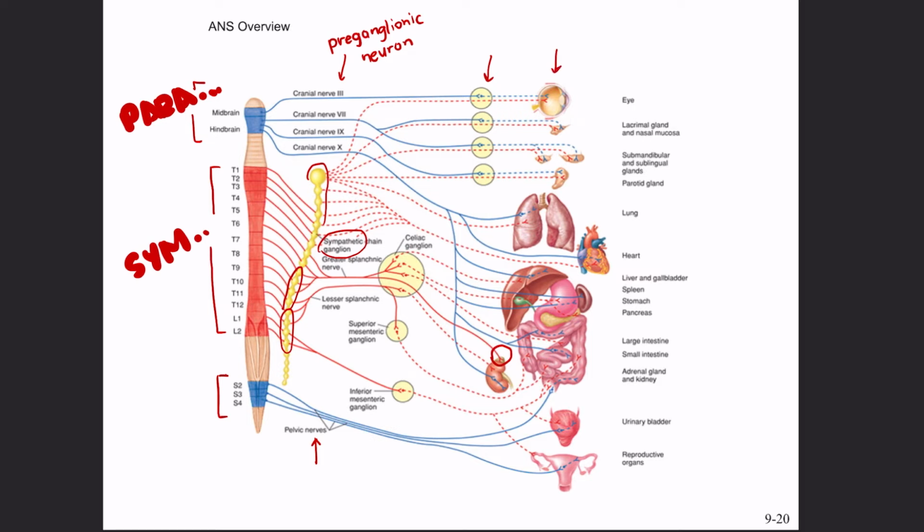So the preganglionic neuron is long. The postganglionic neuron, that's shown in these dashes right here, is short. And so what that means is that they have these terminal ganglia that are really close to the target organ. This is different from what we just spoke about with the sympathetic chain ganglion and the collateral ganglion. The sympathetic nervous system, in contrast, has shorter preganglionic neurons and longer postganglionic neurons.